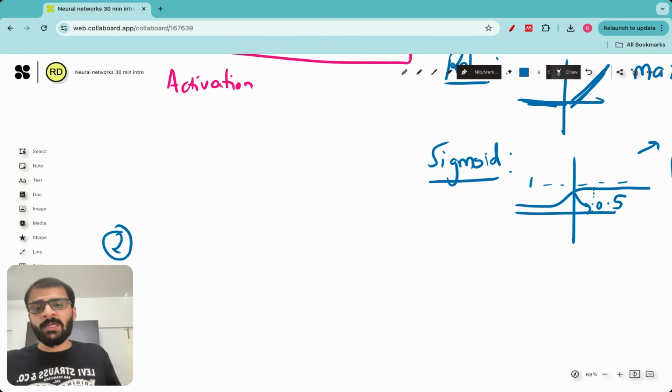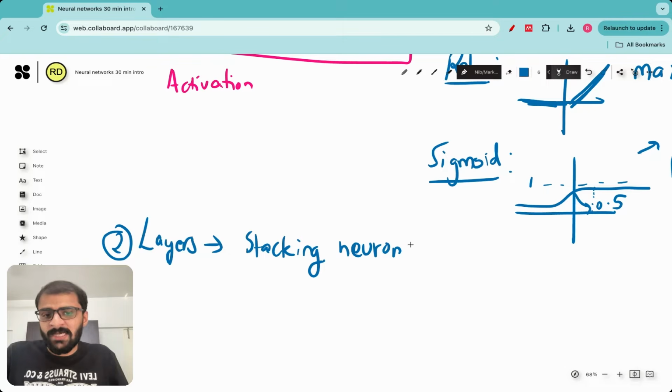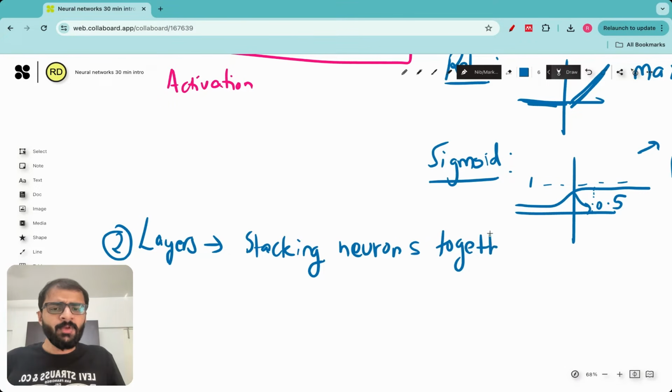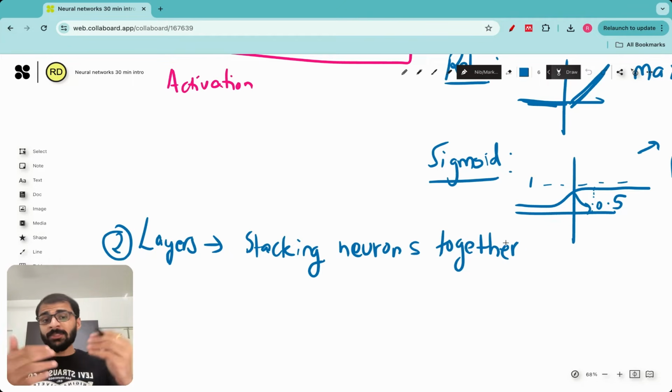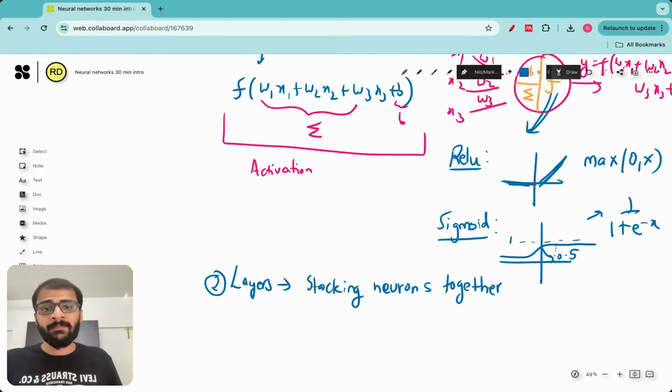The real power of the neural networks comes from the second building block, and that's the layers. So layers is just stacking a bunch of neurons together, and that is where the true expressivity of a neural network comes into the picture. So when we think of layers, we stack a bunch of neurons together. So let us see how this stacking actually looks.